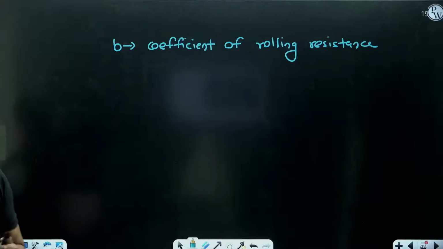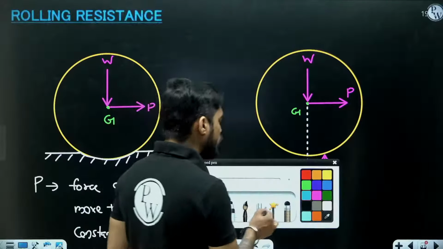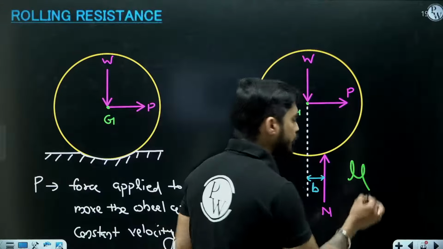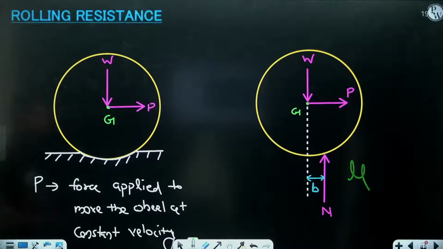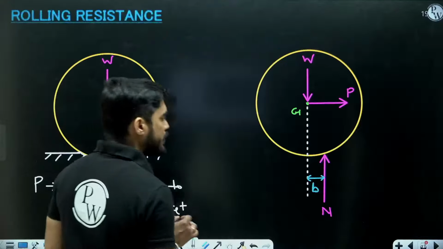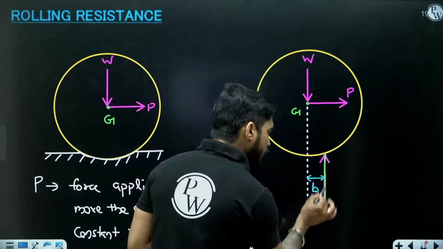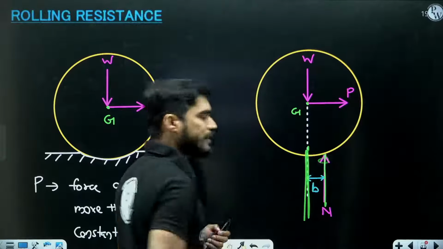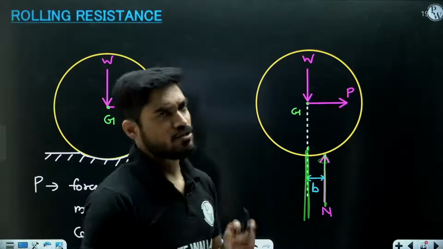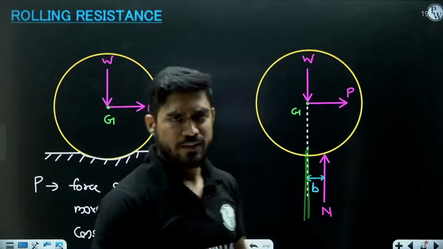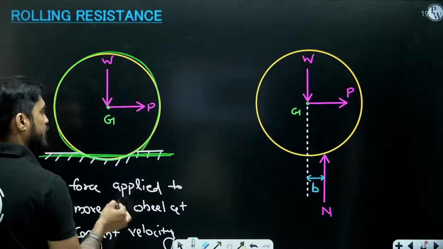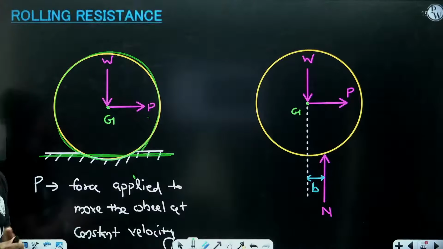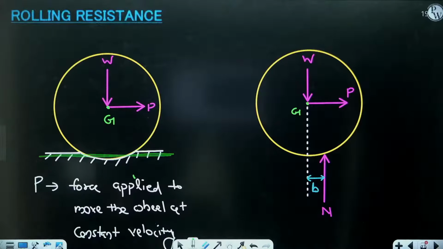So beta, in case of rolling, we don't use the coefficient of friction mu. Here we use another coefficient which is known as coefficient of rolling resistance, which is the distance by which the normal force is shifted from the center. Now this value B is also dependent on the material. Okay, what type of material is this and this? The material of the surface and the material of this wheel. So this B value is also dependent on the material only, just like mu, okay?